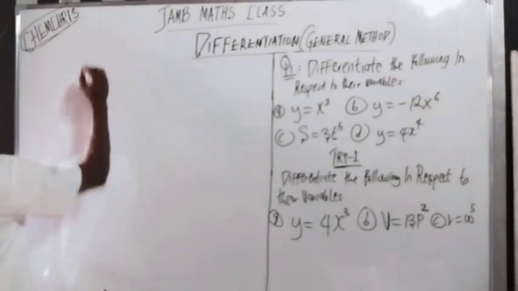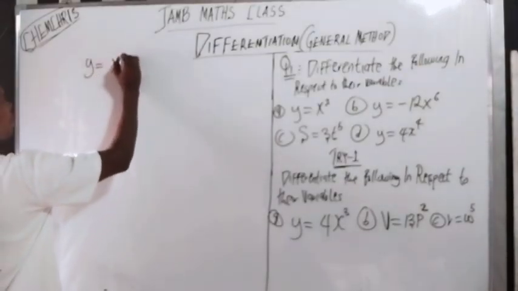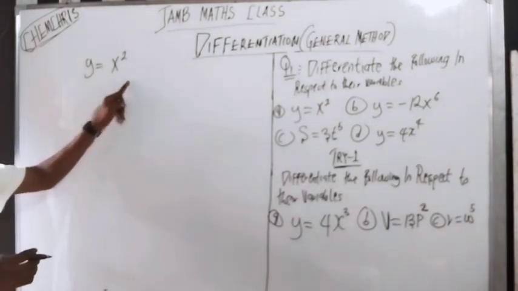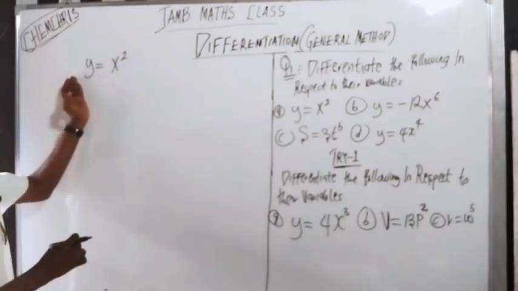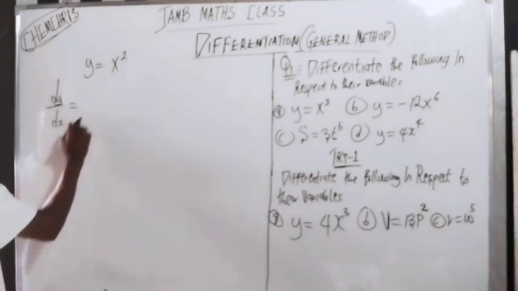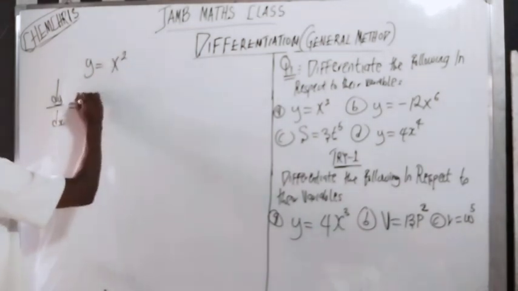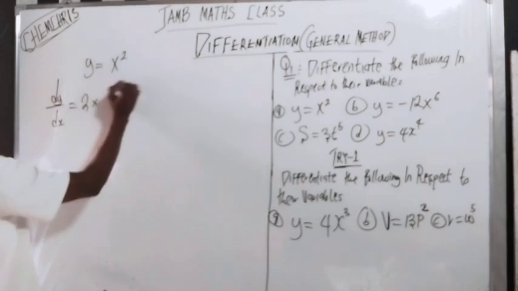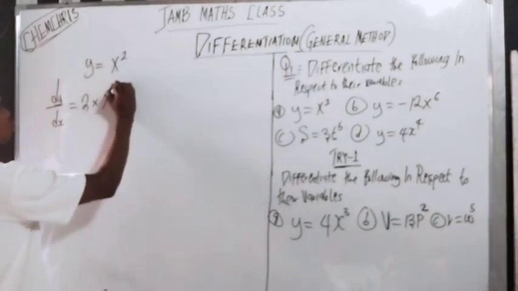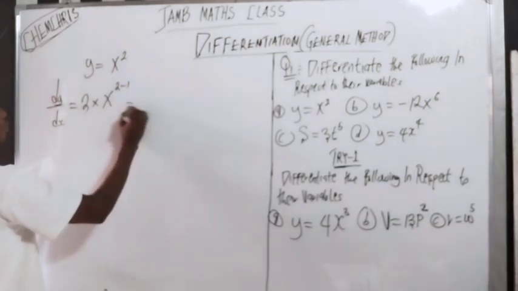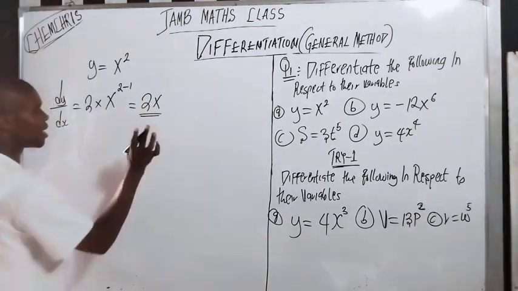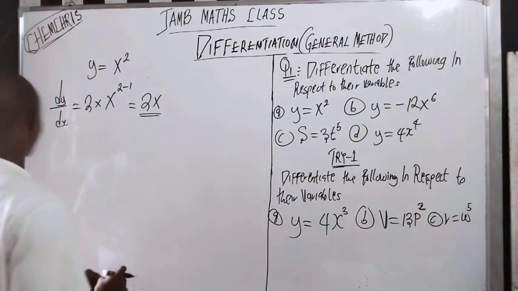We have y equals x raised to 2, right? So the question is if we should differentiate y with respect to x. So it's going to be dy/dx. So dy over dx is going to be what? Now this index here comes down, 2 times, right? Here we now have x. Remember you subtract 1 from the index, right? 2 minus 1. So what are you going to get? 2 minus 1 is 1. So we have 2x. This is the answer, as easy as that.